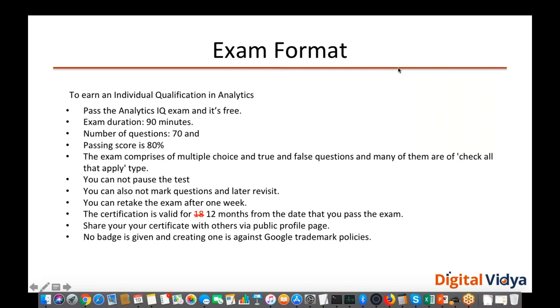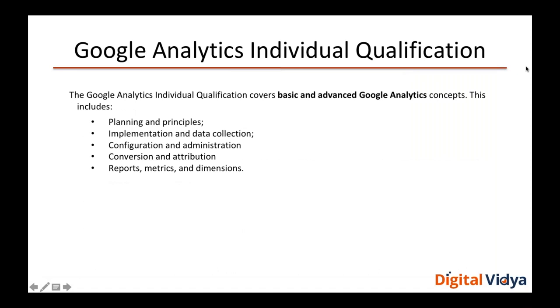The Google Analytics Individual Qualification covers basic and advanced Google Analytics concepts. This includes planning and principles, implementation, data collection, configuration and attribution, reports, metrics, and dimensions. I have already said that if you are attending this session after completing your web analytics module, you will be absolutely fine. And those who have completed SEO and the search engine marketing module, it is even better.